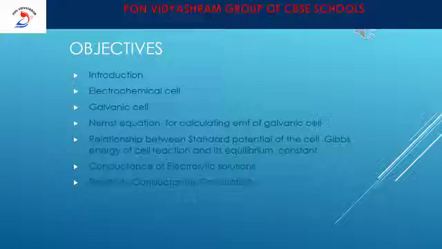To apply Nernst's equation for calculating the EMF of a galvanic cell and define the standard potential of the cell. The third one is to derive the relationship between the standard potential of the cell, Gibbs energy of the cell reaction and its equilibrium constant, and a few important definitions like resistivity, conductivity and molar conductivity of the ionic solution.